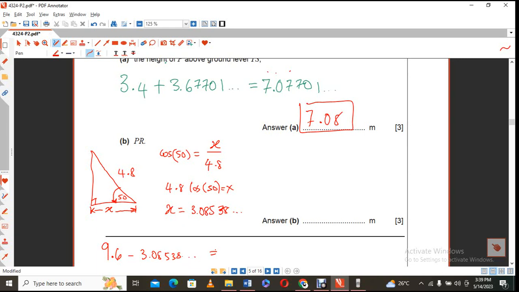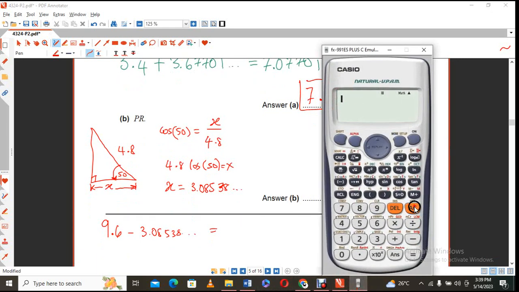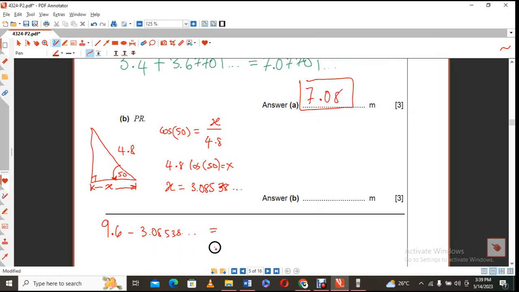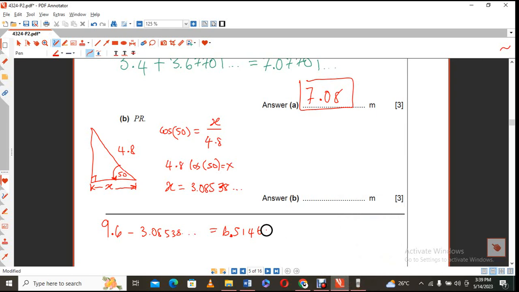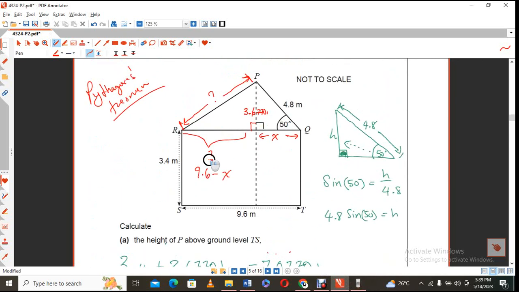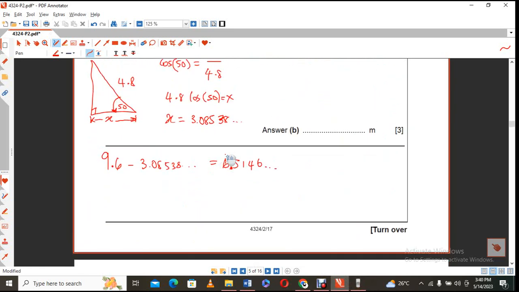Okay, so you can see that I'm not using rounded answers. That gives me 6.5146. So it's 6.5146, and so on. So now that I know what that distance is, I have a new right angle triangle.